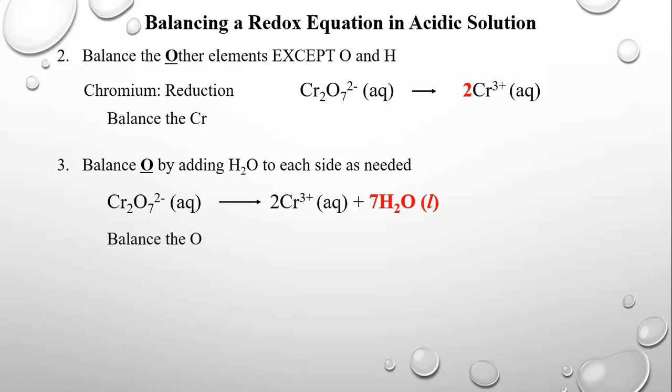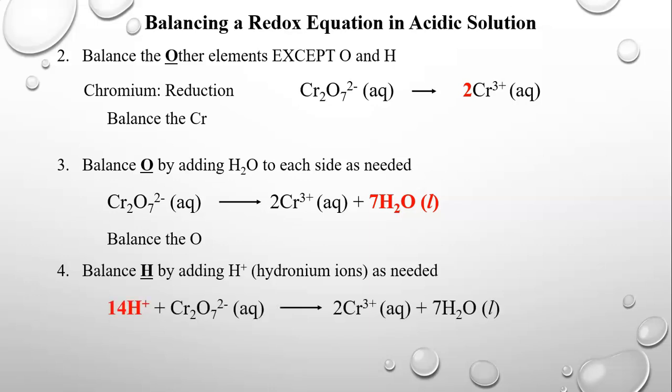We've balanced the oxygen. Step 4, we balance the hydrogen by adding hydronium ions. We're going to write them as H+, not H3O+, as needed. So how many hydrogen do we have over on the right? Well, we have 7 times 2 is 14. You can see that in the equation up above. We have 14 hydrogen. That means we're going to need to add 14 hydronium on the left. It doesn't matter that one is an H and the other is an H+. They're both hydrogens. So 14 H+, 14 H's on the left, 14 H's on the right. So we've now taken care of step 4.